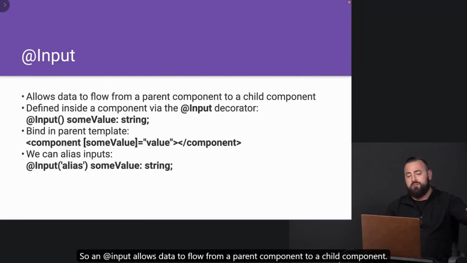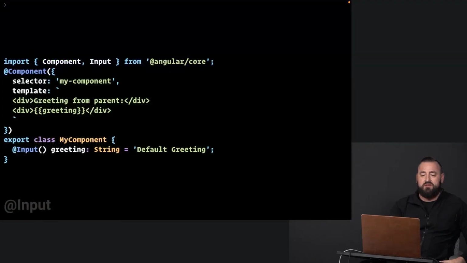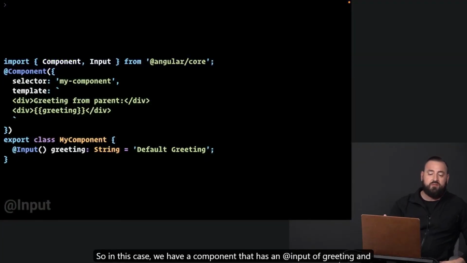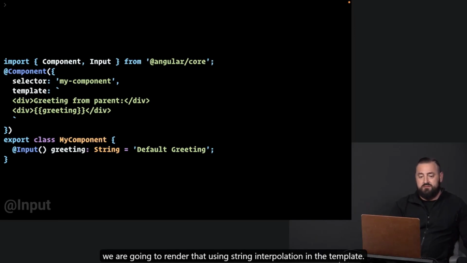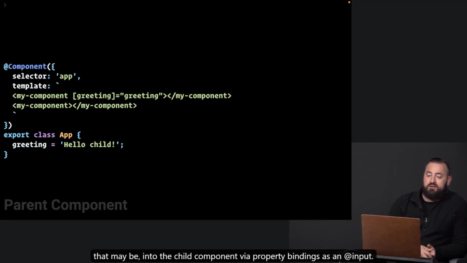So an input allows data to flow from a parent component to a child component, and we use the input decorator, and then we bind to it in the parent template. So in this case, we have a component that has an input of greeting, and we are going to render that using string interpolation in the template. And then in the parent component, we are able to pass that in, whatever greeting that may be, into the child component via property binding as an input.